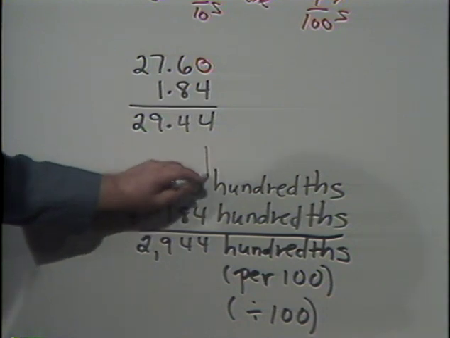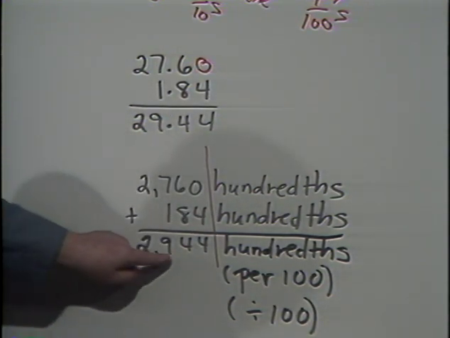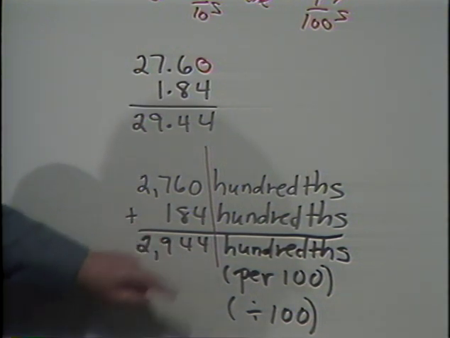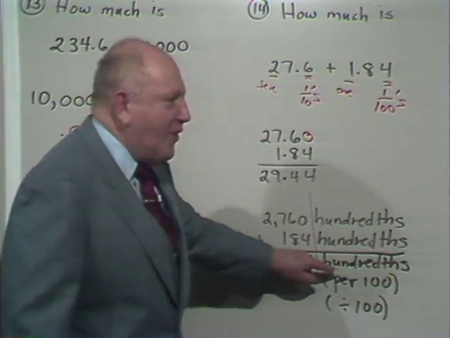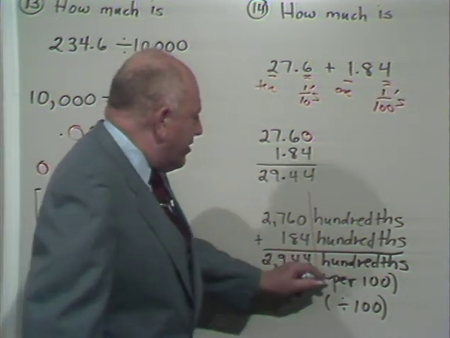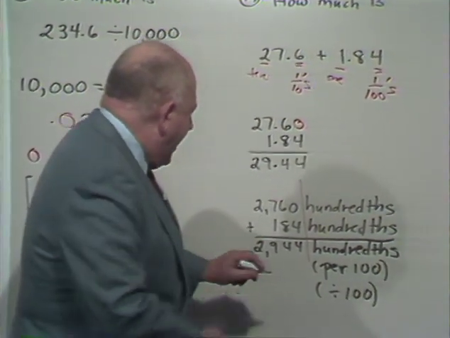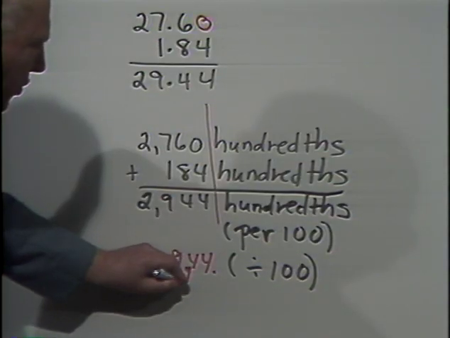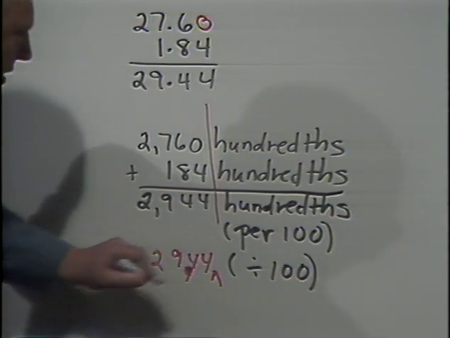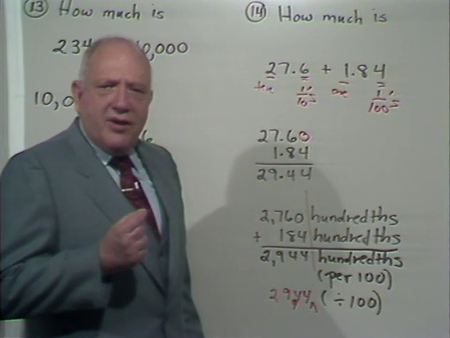Since these are like denominations, can't I just add them? See, that's where my 2,944 comes in. But what's the noun? It's 2,944 hundredths. And hundredths means per 100. Per 100 means divided by 100. And when you divide a decimal by 100, you move the decimal point 2 places to the left, and there's your 29.44.